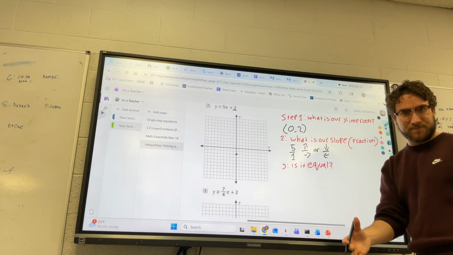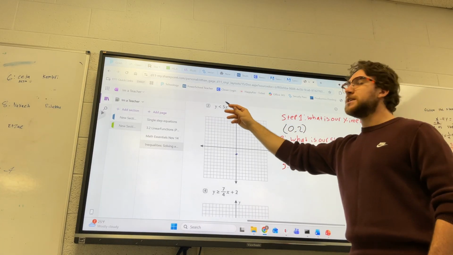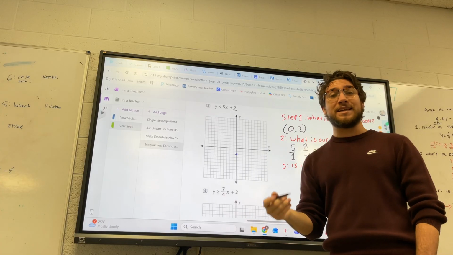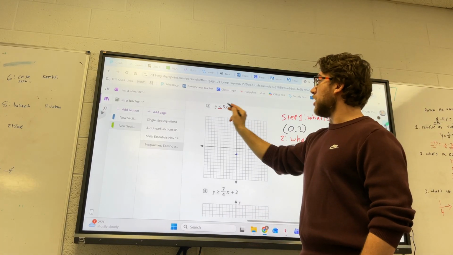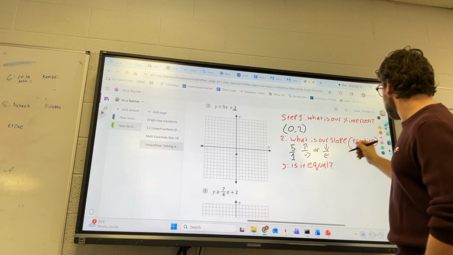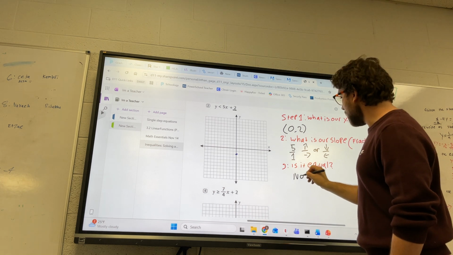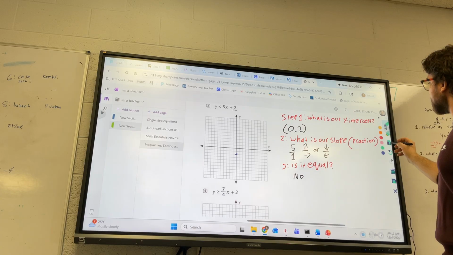Is it equal? What do I mean by this? We check the sign. This is saying less than. Is it saying less than or equal to? No. That would have a line under it. This does not. So I'm going to write no. It's not equal. And that's going to change something.